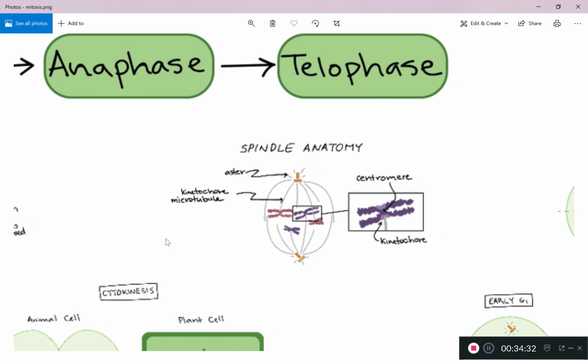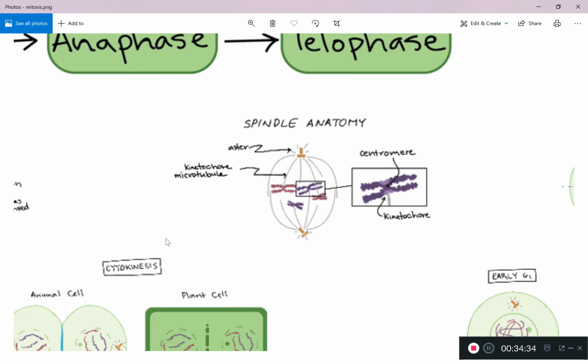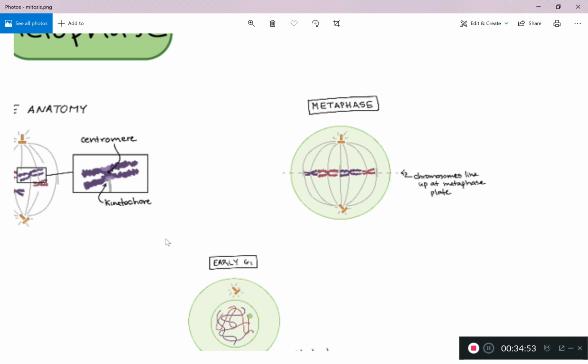And so this is kind of just a zoomed in version of it. So we have a chromosome, and then the kinetochore is at the very edge of the chromosome in the center. Okay? Okie dokie. So with that, we're in metaphase.